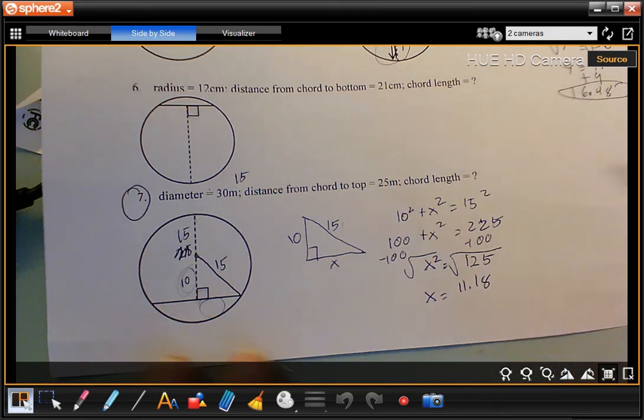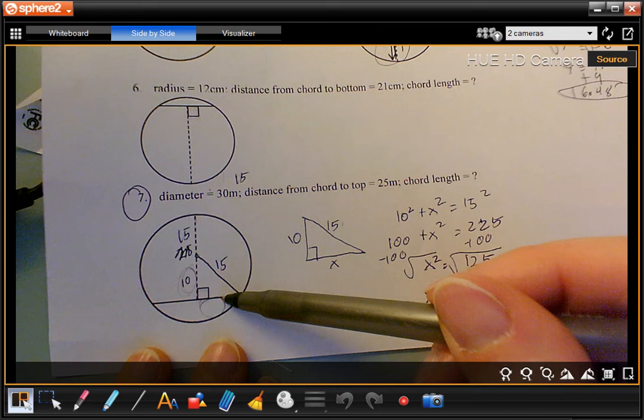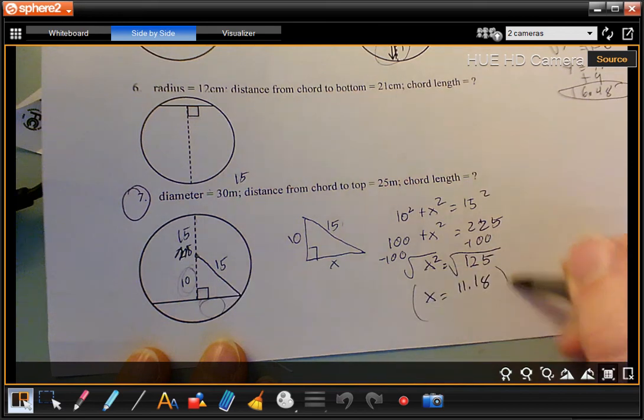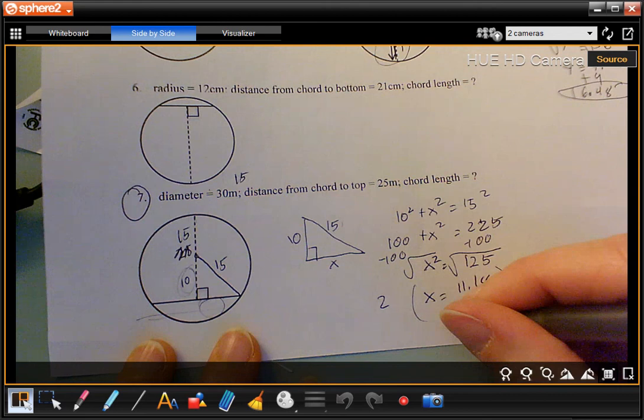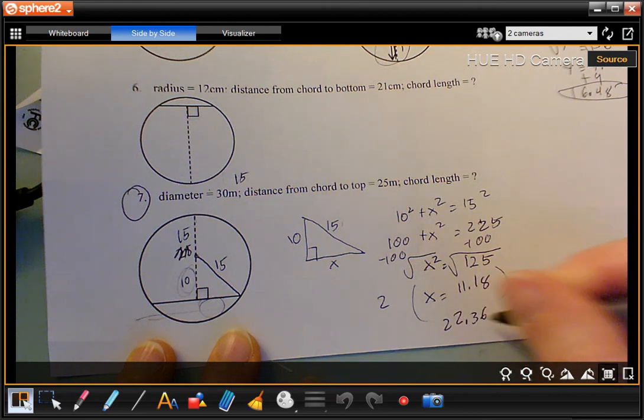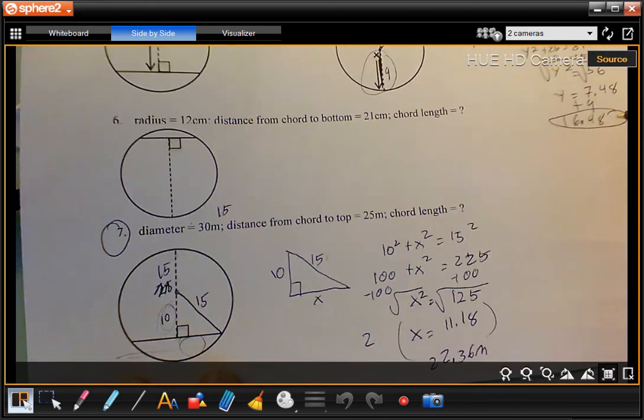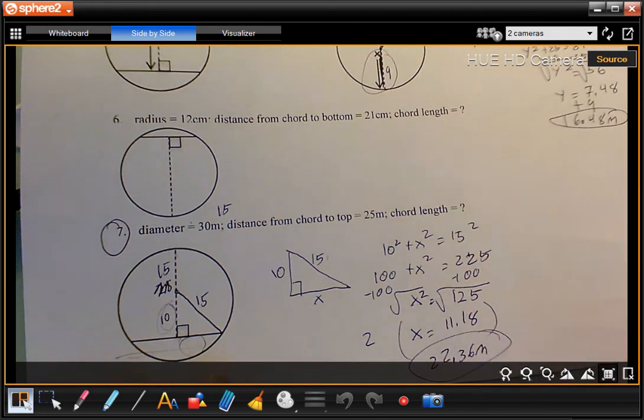Okay, so 11.18 is just half of this. So then we have to multiply that by 2 to get the whole length of the chord, which gives us 22.36 meters. Oop, up here for 16.48, I should have added meters as well.